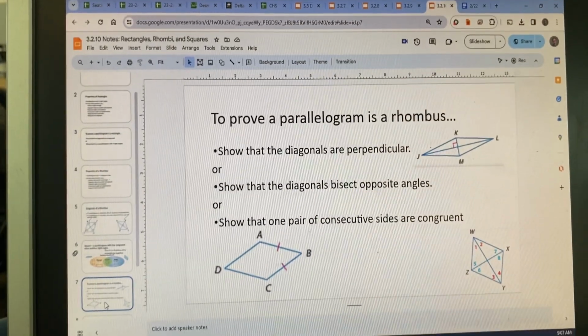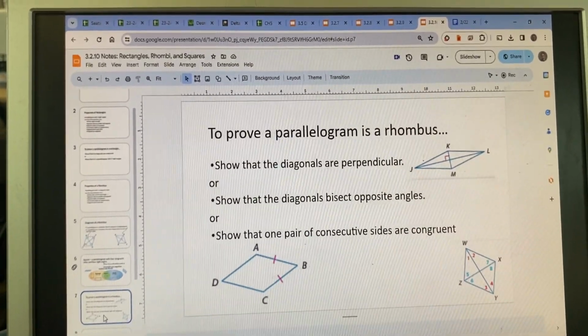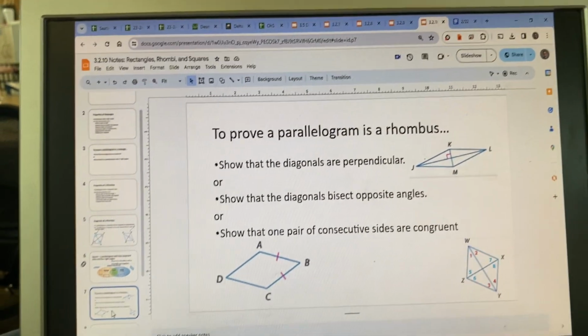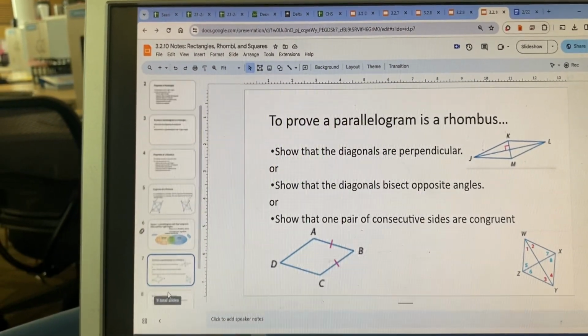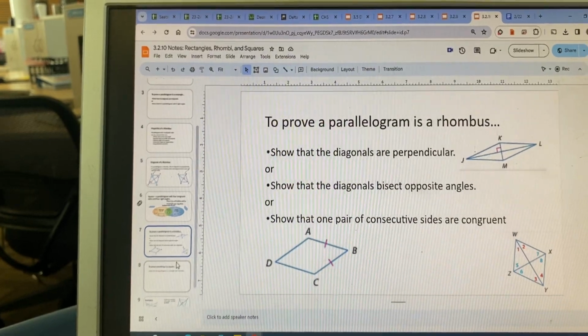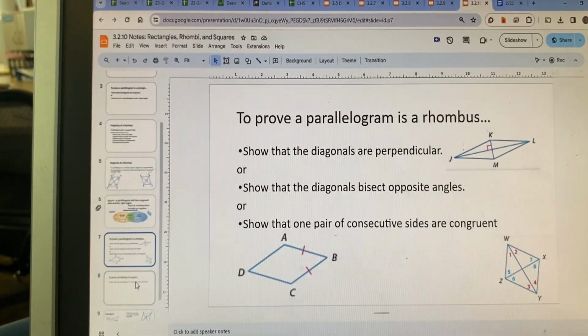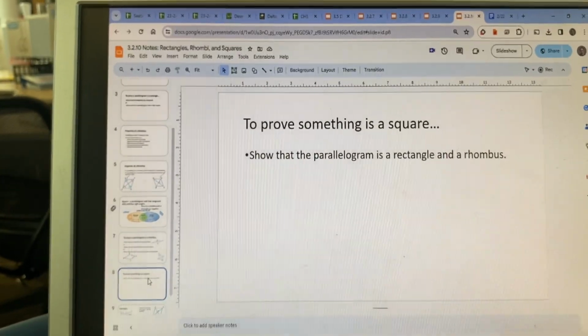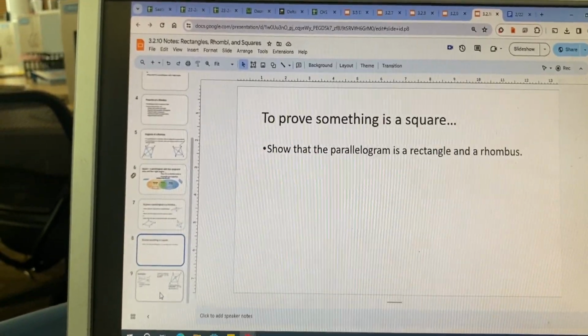So to prove a parallelogram is a rhombus, you show that the diagonals are perpendicular, show that the diagonals bisect opposite angles, or show that one pair of consecutive sides are congruent, because in the parallelogram, it's already the opposite sides. To prove that it's a square, you just show that it's both a rectangle and a rhombus.